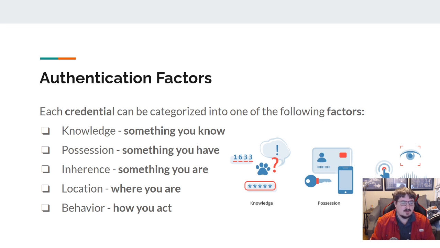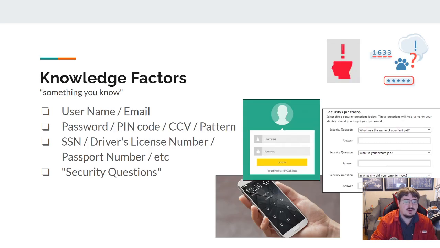Okay. So something you know: we're talking about knowledge, things that you know. That can be things like a username or password, something you can provide. Although your username often isn't private, it is still something you know. Cool? Yep. So it fits in there.